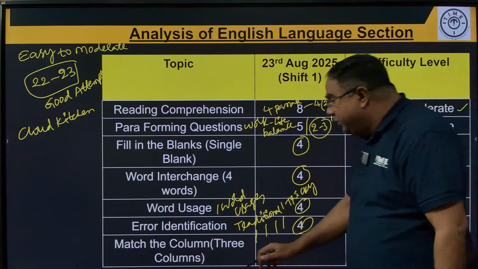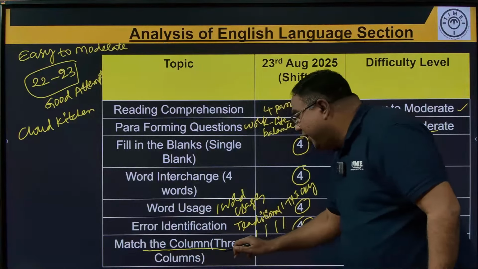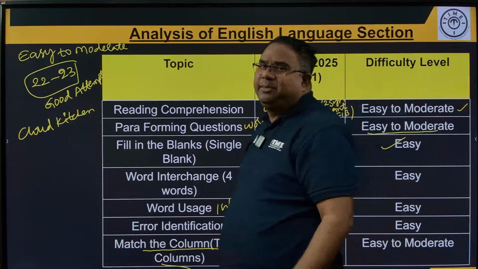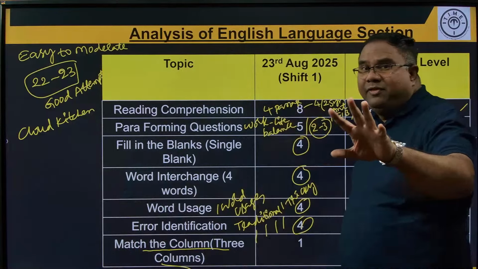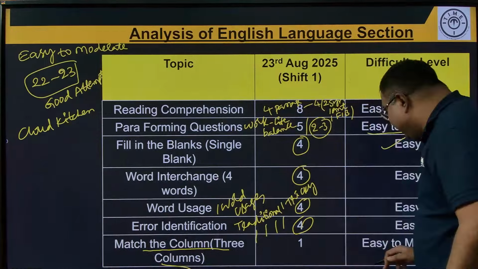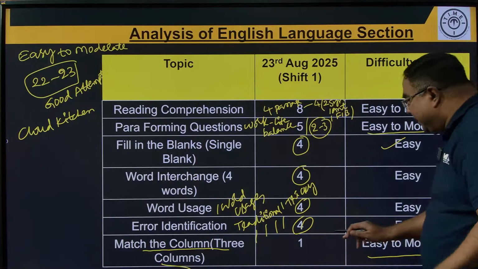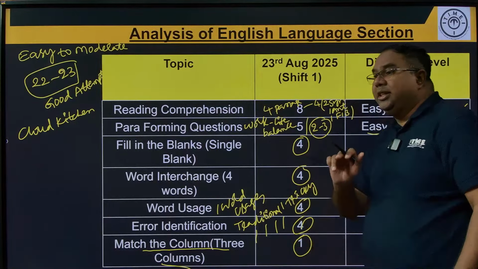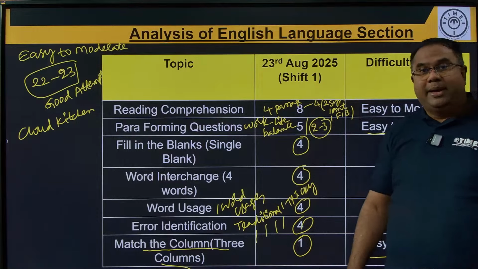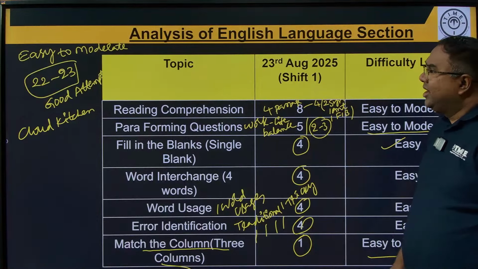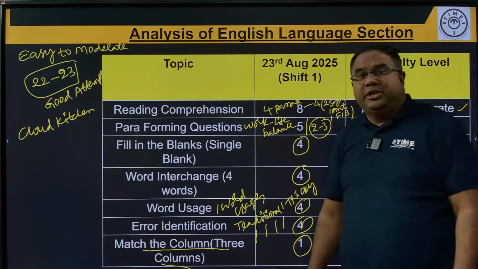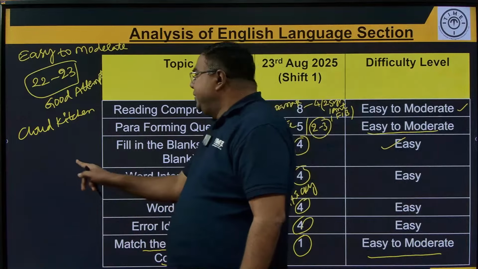Then this point, you see, match the column. 3 columns generally appear in your main exam. But this time, he has given it in the prelim exam, though the level of difficulty in the main exam was difficult, but here he has made it easy to moderate. But luckily there was only 1 question on 3 column match the column, right? So overall 22 to 23 are considered a good number of attempts in your English section, right? So let's move ahead.